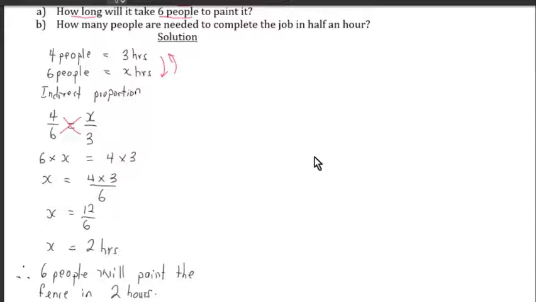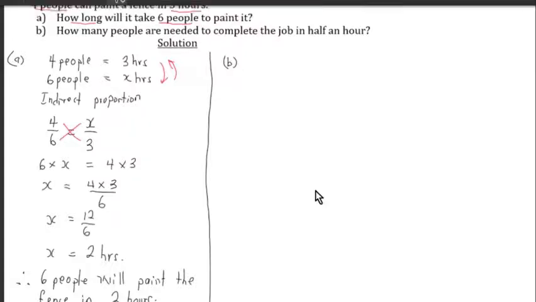Okay, so we can indicate it here. So that is the A part of the question. Now with the B part of the question, we are being asked how many people are needed to complete the job in half an hour. So we are going to use the same ratio that we were given in the question.